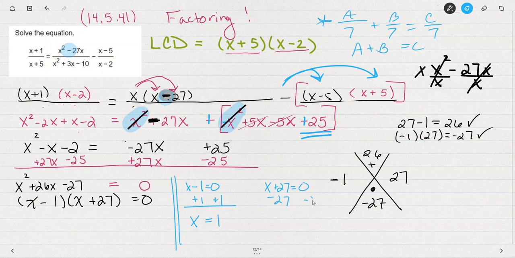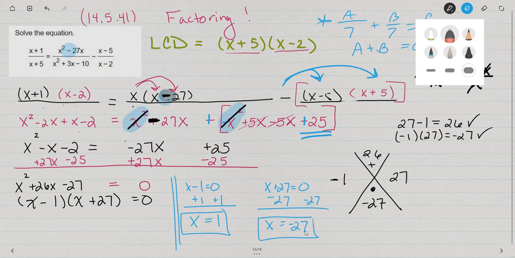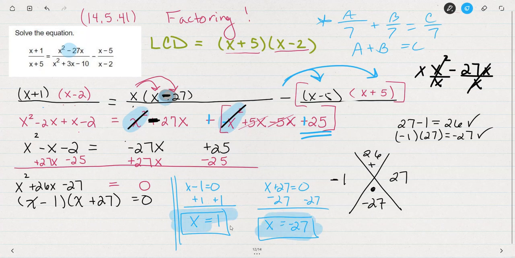Subtract 27 from both sides to get x equals negative 27, and there's our answer. I know this wasn't an easy example, but you can do this. It just will take a little bit of practice. Walking through the steps, what did we do?